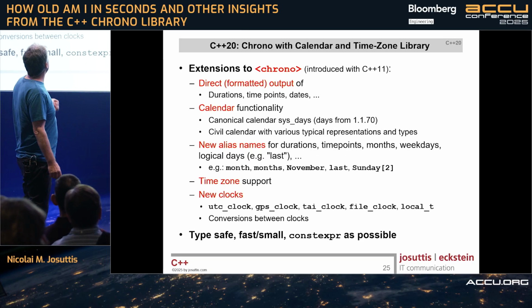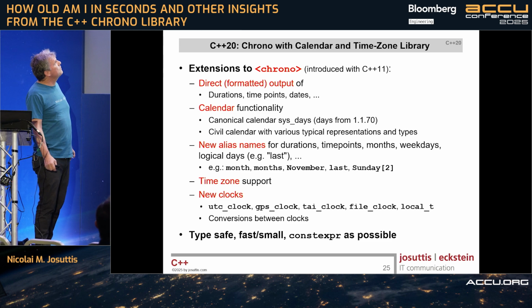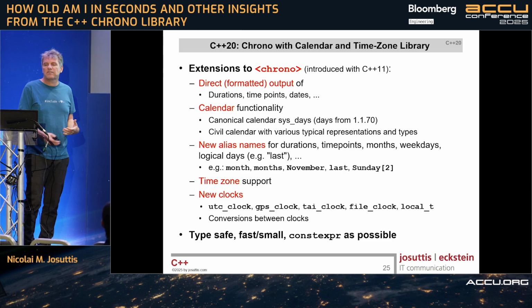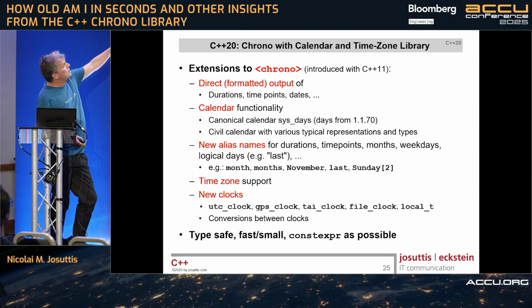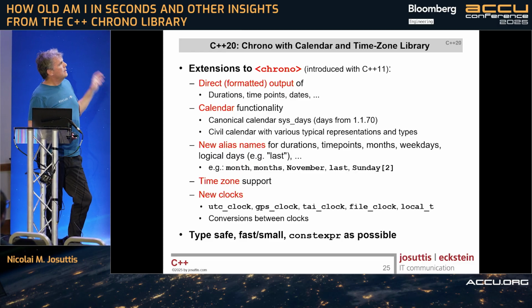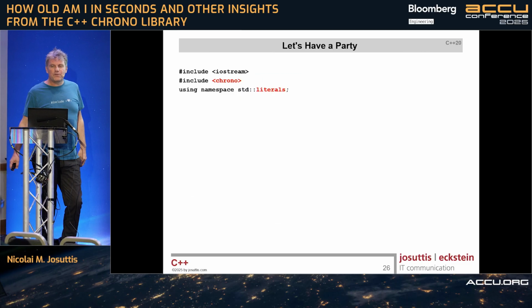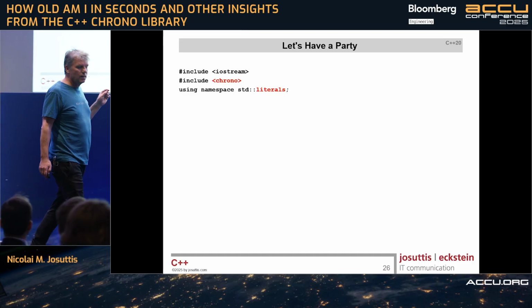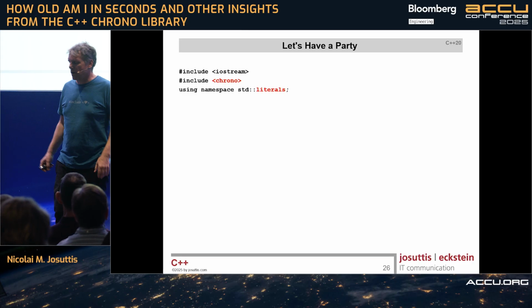In C++20, we had direct formatted output. You have seen already a little bit of that. We have calendar functionality, so you no longer need strftime, and then new alias names that helped there, time zone support, new clocks, and a few things more. Let's see how this works. First of all, a couple of examples to understand how the library in general works.